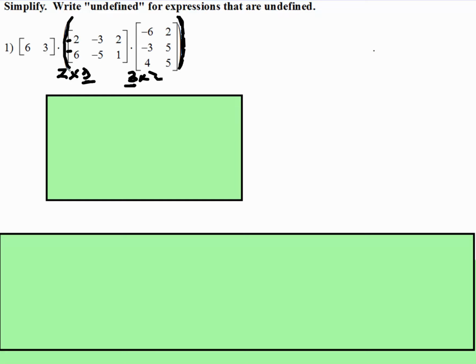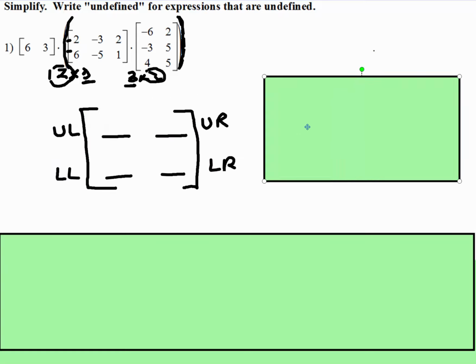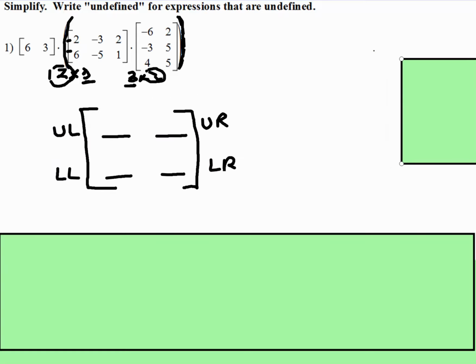The outside numbers tell you what size the matrix is going to be. And so remember, I go ahead and label upper left, upper right, lower left. You don't have to do this. I'm going to make this more visible. And then when you go to multiply, I'm going to do this.